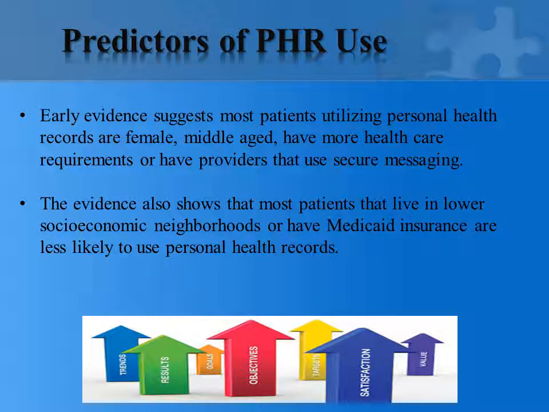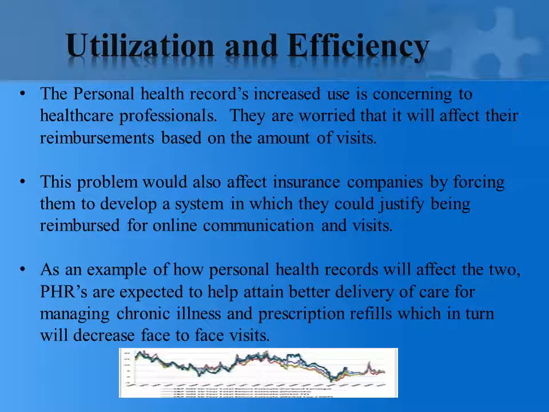Predictors of PHR use. Early evidence suggests most patients utilizing personal health records are female, middle-aged, have more healthcare requirements, or have providers that use secure messaging. The evidence also shows that most patients that live in lower socioeconomic neighborhoods or have Medicaid insurance are less likely to use personal health records.